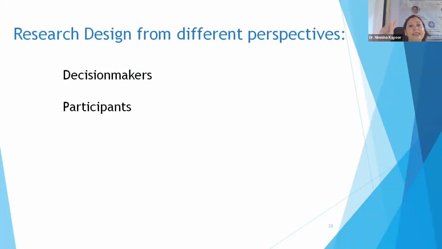One is research design from different perspectives. Two is the classification of research design. And three is the sources of truth.